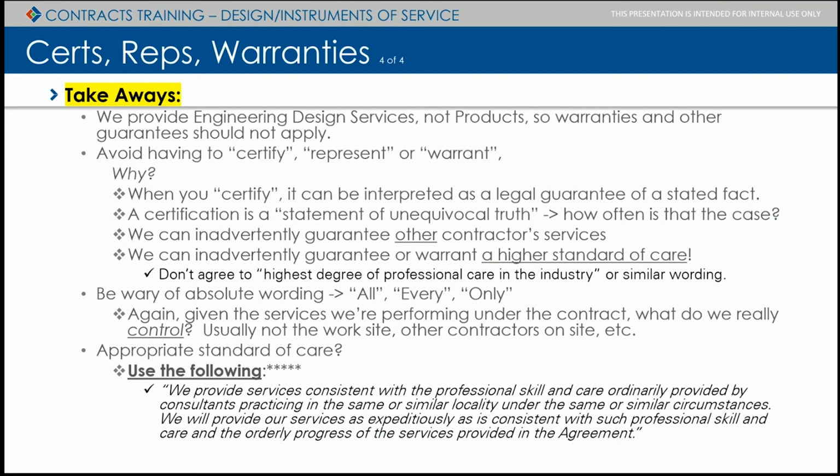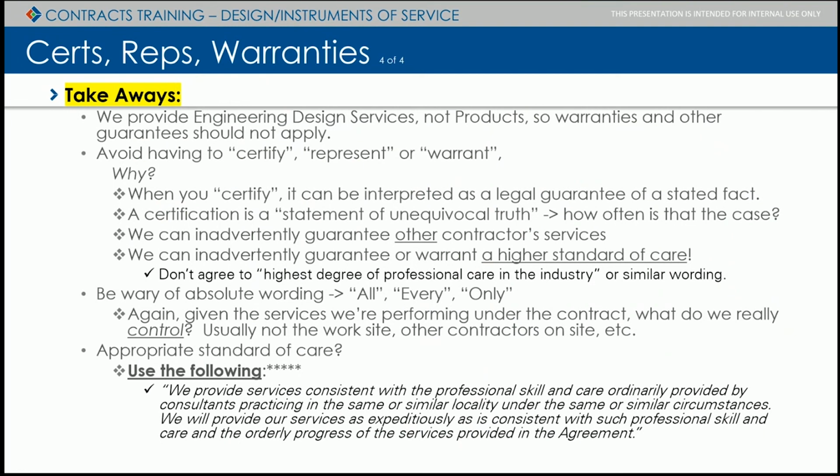Okay, one thing I'm really seeing a lot, and there's a big movement, is to make design professionals have a fiduciary duty to their client. That is a huge red flag. You definitely don't want to sign up as being a fiduciary on a contract.